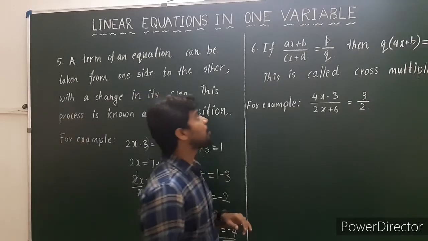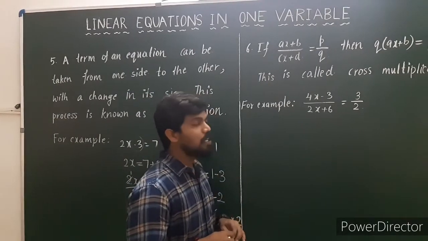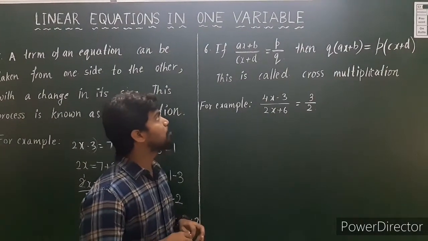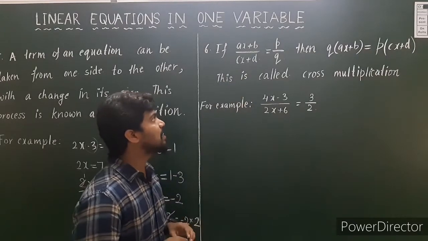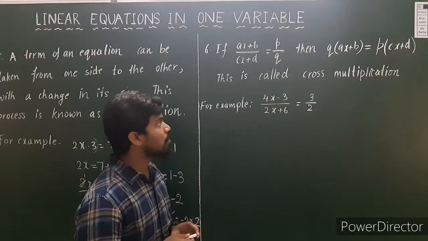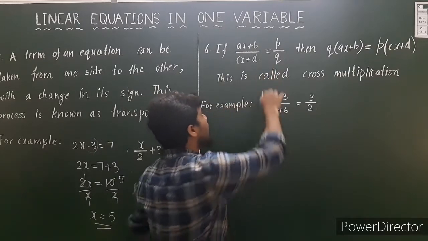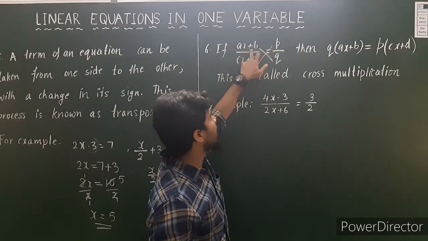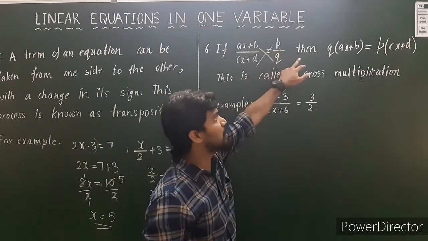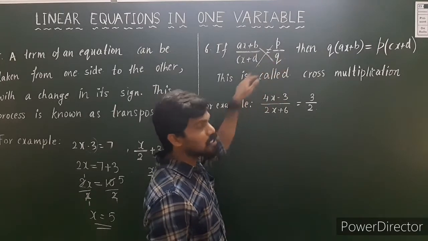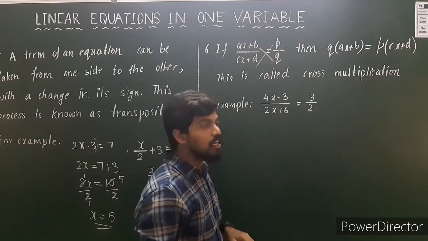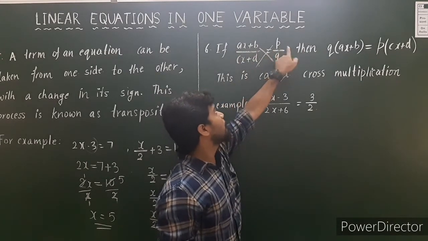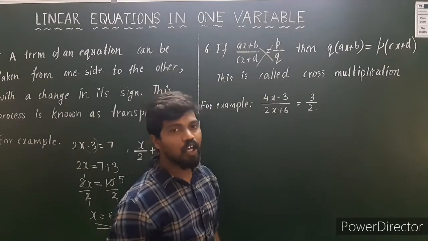So next, sixth point. If ax plus b divided by cx plus d equal to p by q, then q of ax plus b equal to p of cx plus d. So we have to just do cross multiplication. This step is called cross multiplication: q of ax plus b and p of cx plus d.